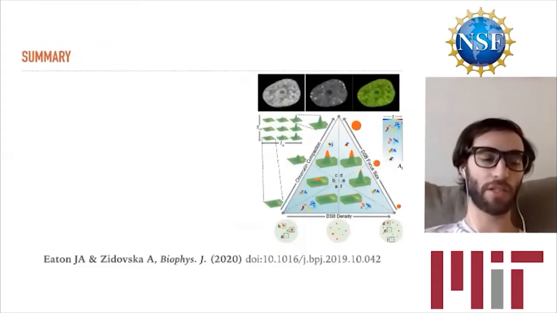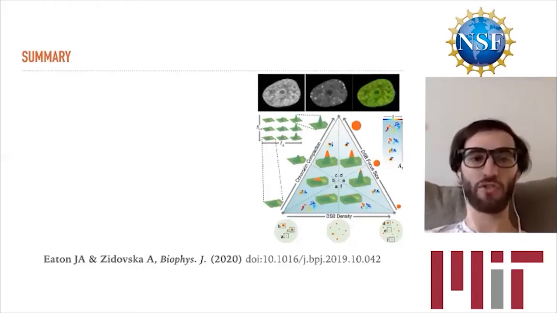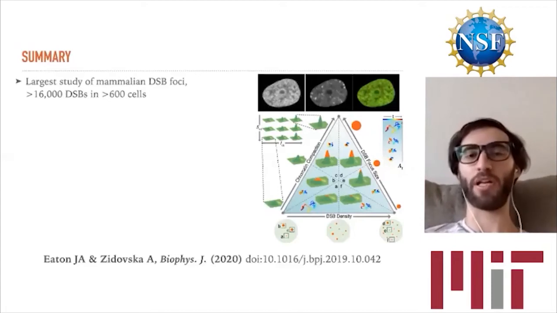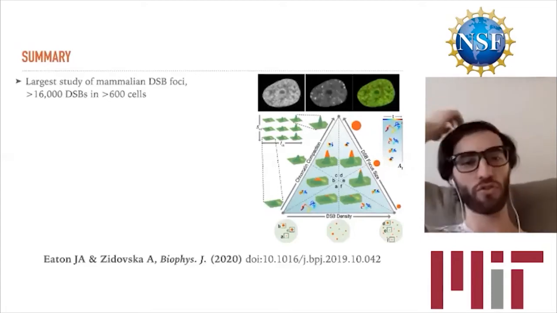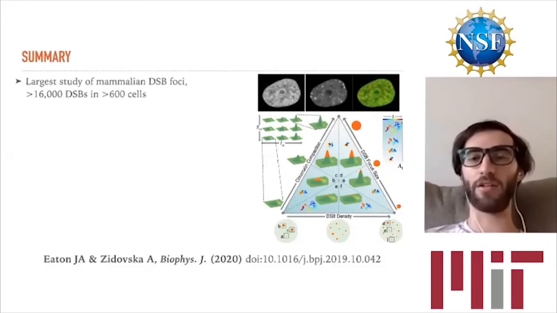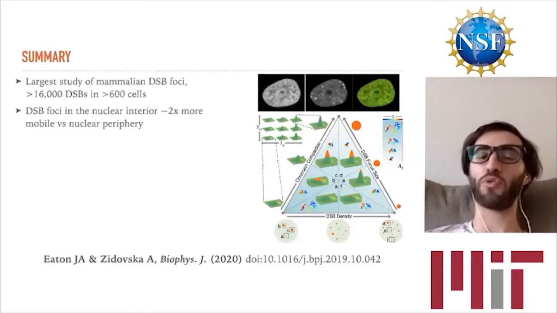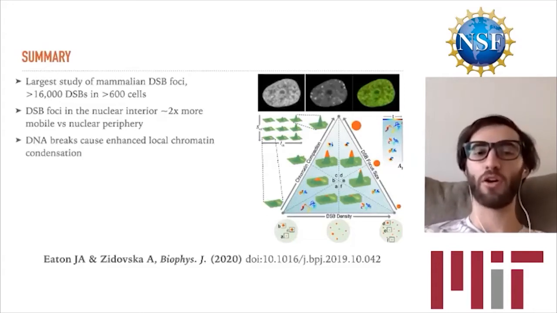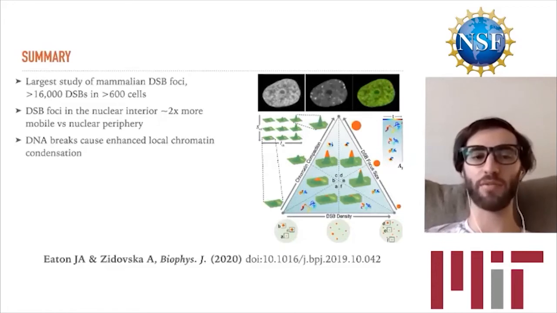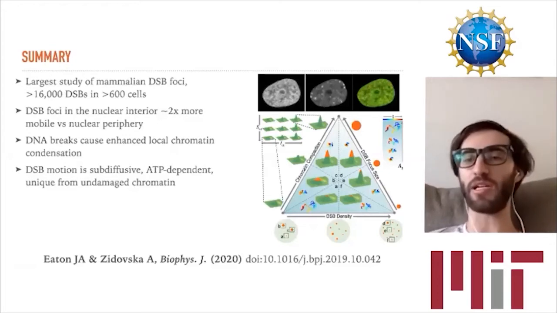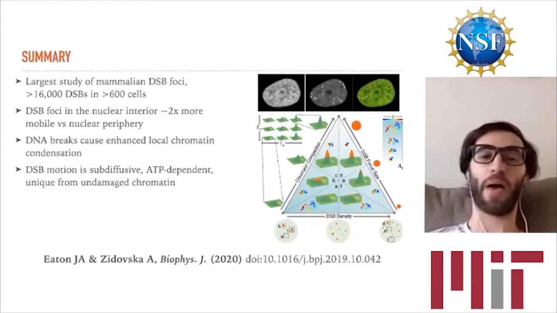So lastly, I just want to quickly summarize everything I just talked to you guys about. This study is the largest study of mammalian double-strand break foci. We've looked at over 16,000 double-strand breaks in over 600 cells. And by doing this large population analysis, we find that double-strand break foci in the nuclear interior are about 2 times more mobile than those in the nuclear periphery. We also find that double-strand breaks cause this enhanced local chromatin condensation. And we also find that double-strand break motion is subdiffusive, ATP-dependent, and unique from what you would find in similarly compacted, undamaged chromatin.